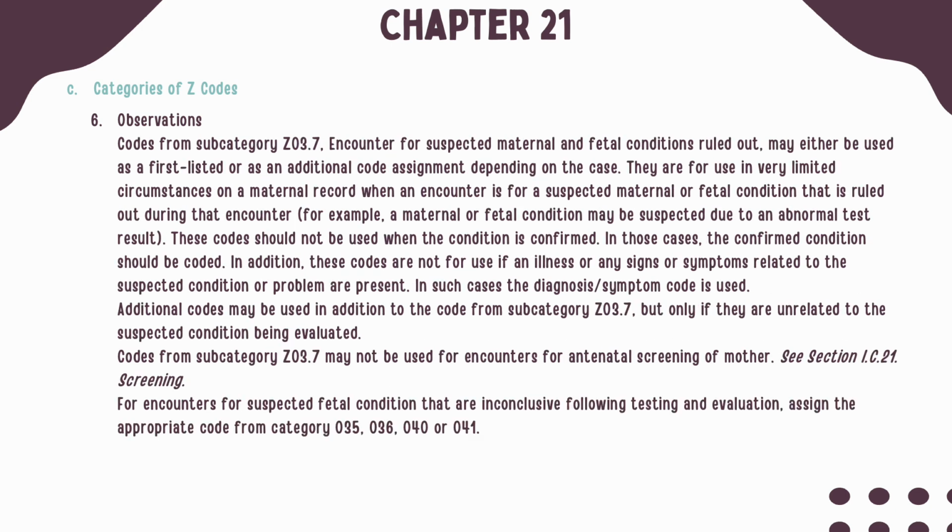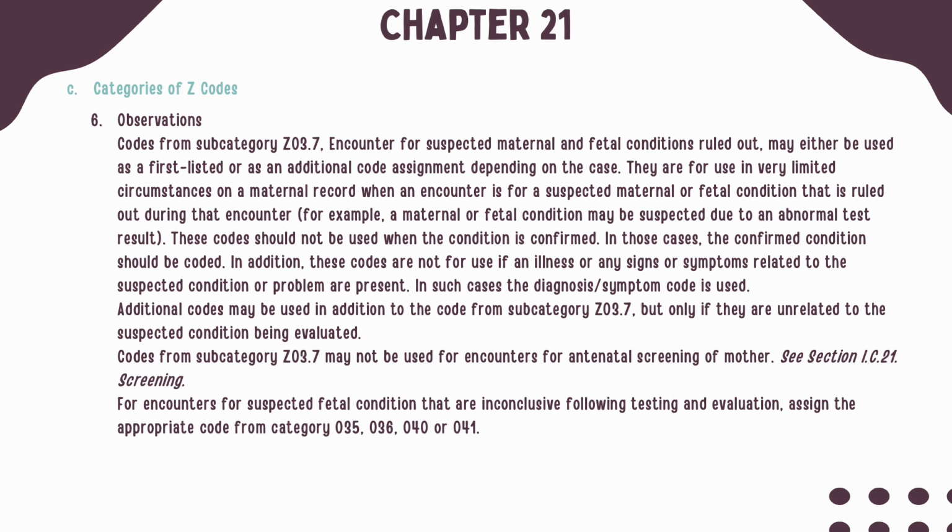Codes from subcategory Z03.7, encounter for suspected maternal and fetal conditions ruled out, may either be used as first listed or secondary diagnoses, depending on the case. They are for use in very limited circumstances on a maternal record when an encounter is for a condition that is ruled out during the encounter. An example being a condition that is suspected due to an abnormal test result.